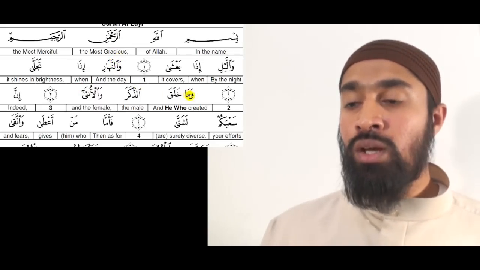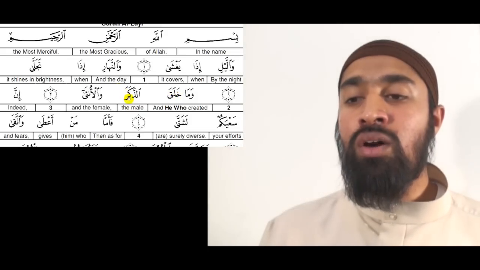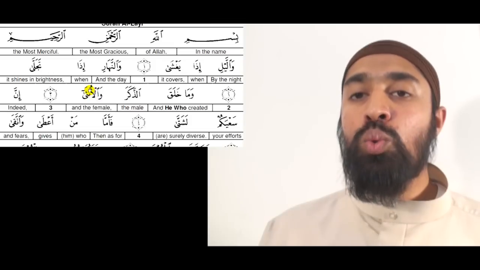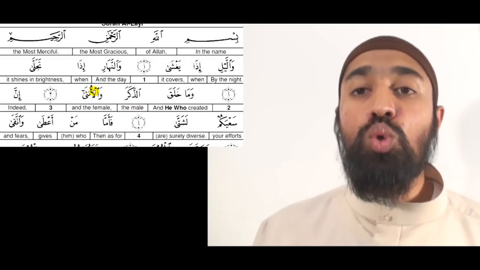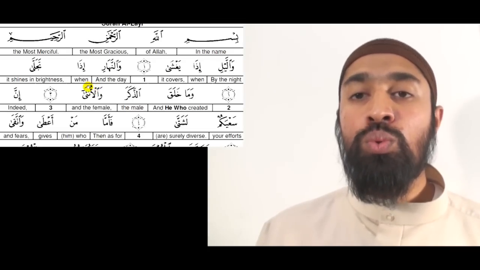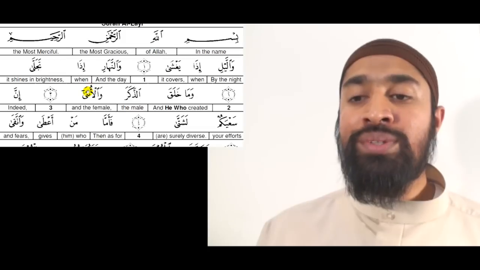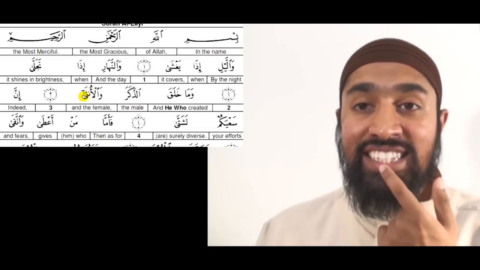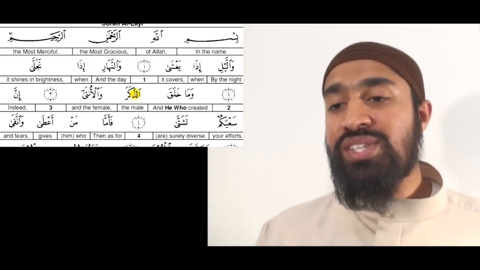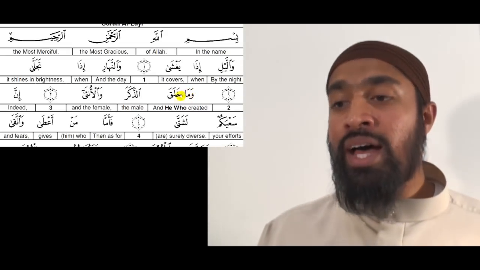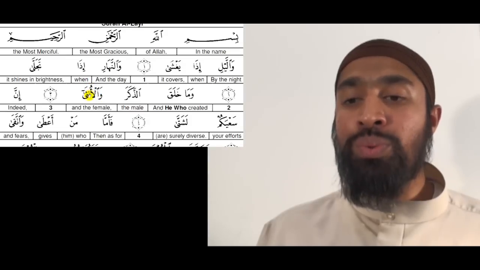Untha. Wama khalaqa dhakara wal-untha. Remember the oo, remember the cool sound. So say oo, untha. Tha is the tip of the tongue at the edge of the top teeth, just like that. Wama khalaqa adh-dhakara wal-untha.